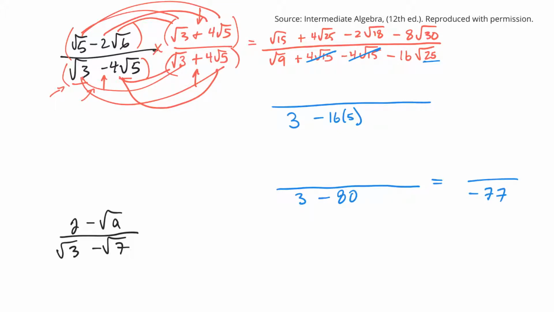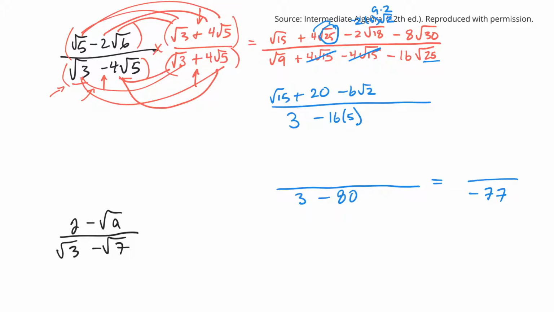Okay, now let's do the top. Root 15, I can't do anything with that. Plus, now root 25 is 5, so 5 times 4 would be plus 20. Minus 2 root 18. Well, 18 is 9 times 2, right? And the square root of 9 is 3. So this would be like minus 2 times 3 times root 2. Sorry you can't see that well, but that'll be minus 6 root 2.